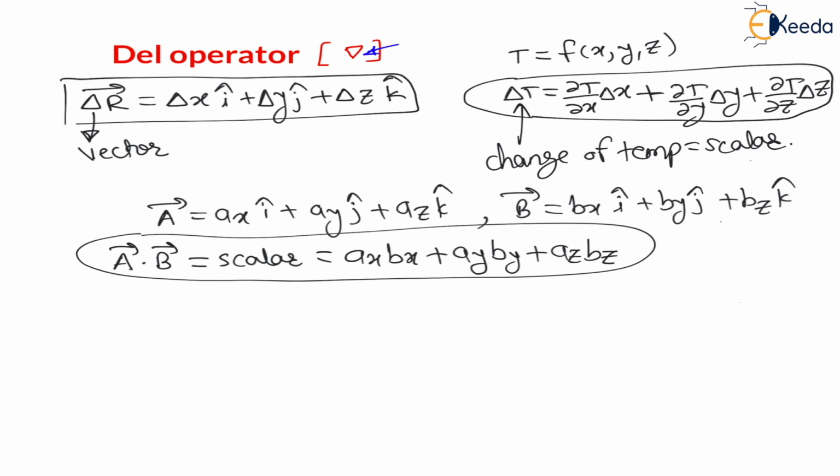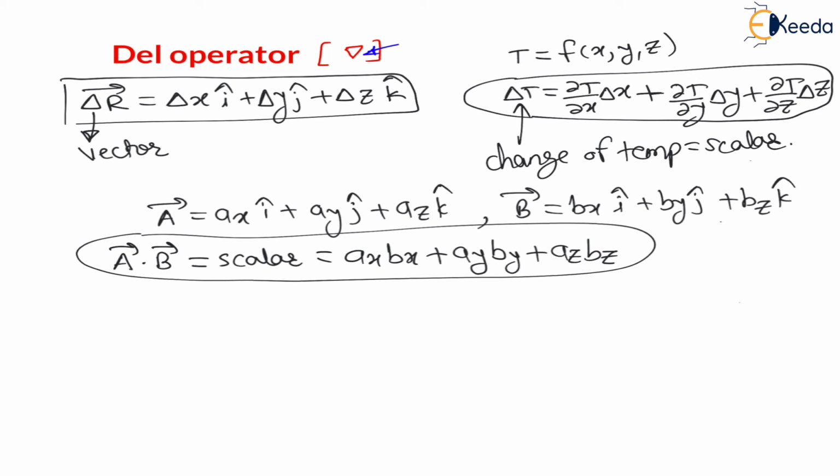At the start of the lecture we have seen this. Now here, properly understand. Del R is a vector quantity. Del T is a scalar quantity. This is a change in temperature, which is a scalar quantity. Here, by the dot product of two vector quantities, we are getting a scalar quantity. For operators, or here for coefficients, it is a summation of multiplication of all the coefficients.